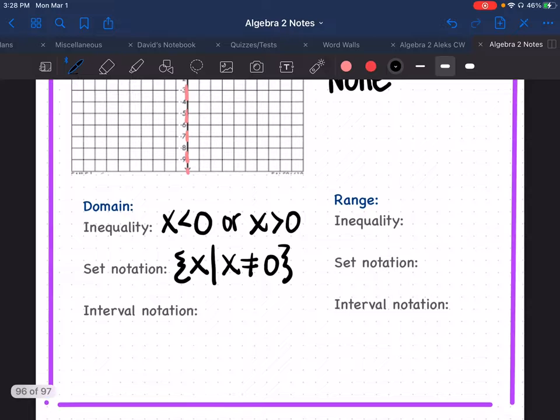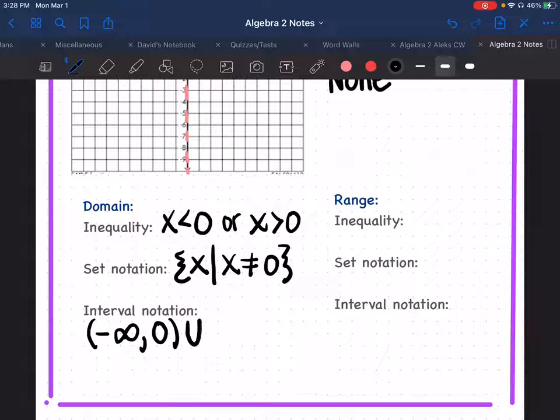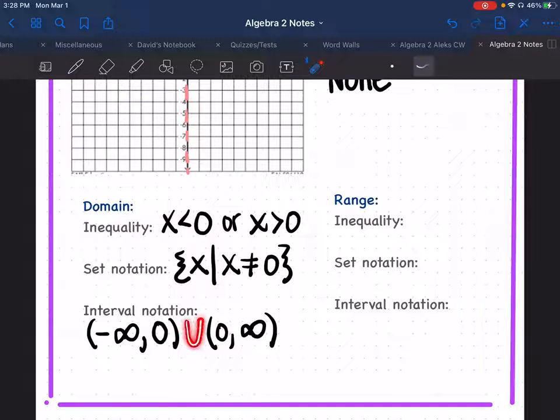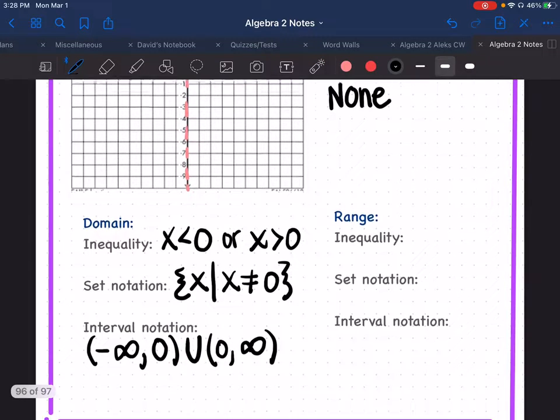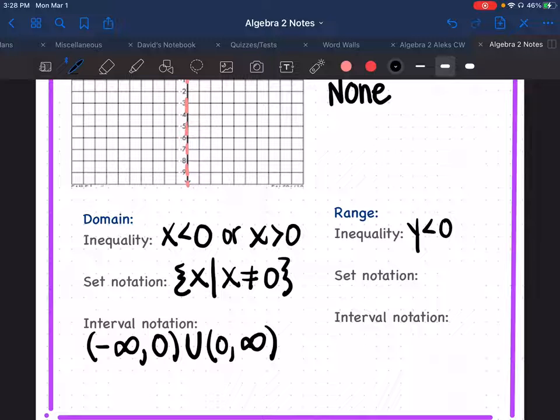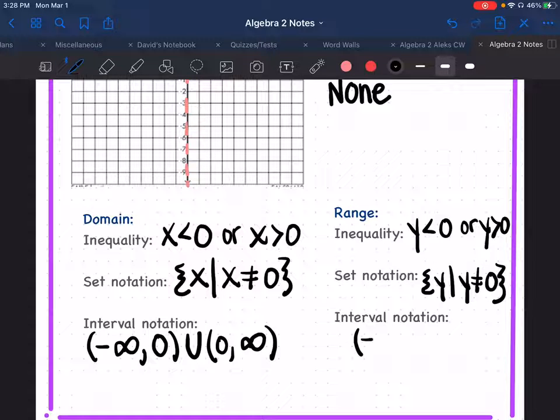If I were to write it in interval notation, I would start with negative infinity, which always gets a parentheses, comma 0, and I'm using 0 because it is my asymptote, union 0 to positive infinity. Now I'm using the union because it does have the two different branches, and I'm using the parentheses because 0 is my asymptote, okay? To find my range, I'm just going to use my y, and it's 0 as well, so I'm going to say y is less than 0 or y is greater than 0. My set notation is going to look the same, except I'm going to change my variable to y, because that's the range. And my interval notation will look exactly the same because they're both 0.